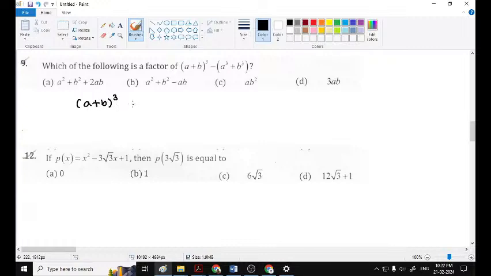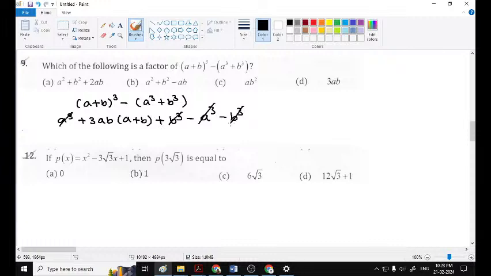(a plus b) cube minus (a cube plus b cube). (a plus b) cube is a cube plus 3ab into (a plus b) plus b cube, so minus a cube minus b cube. a cube minus a cube and b cube minus b cube will get cancelled. So 3ab into (a plus b).